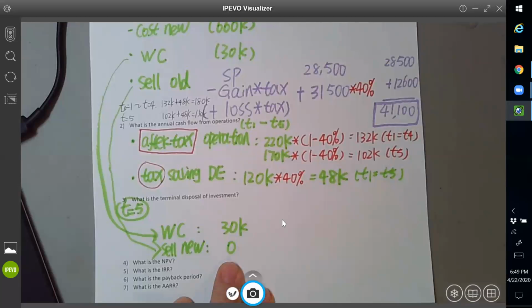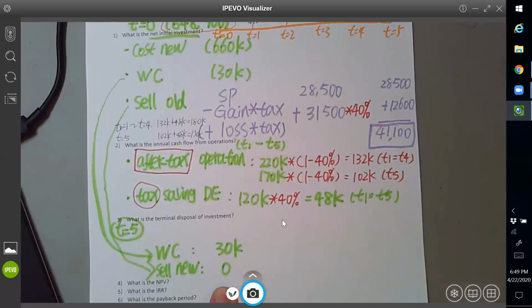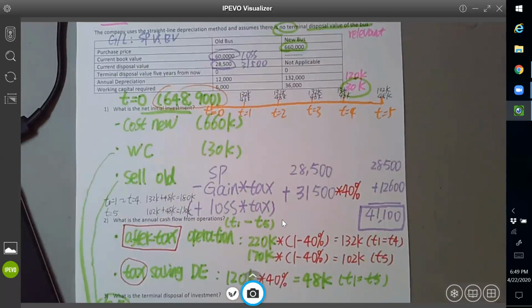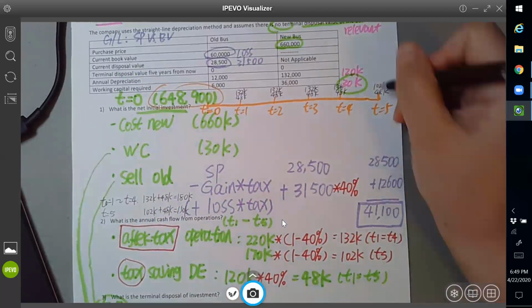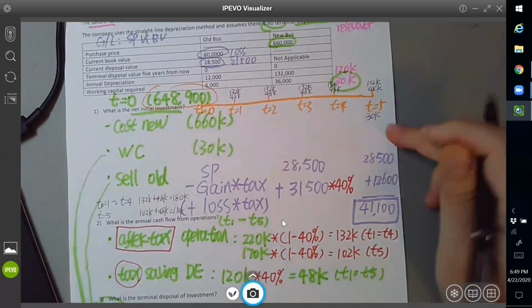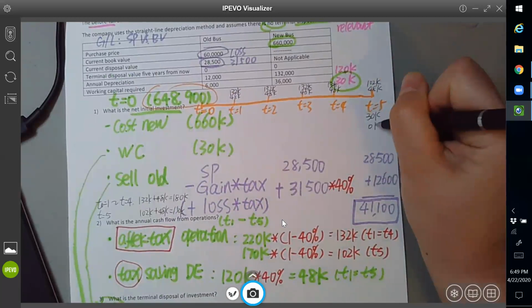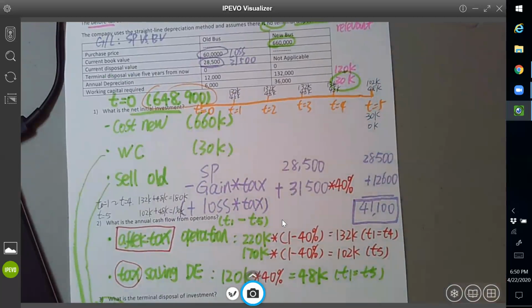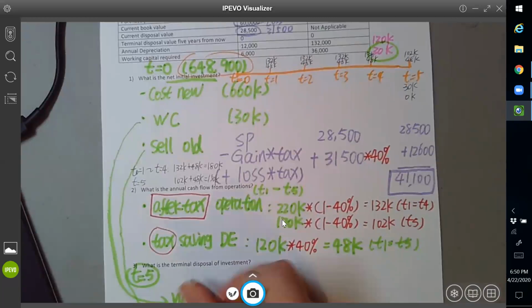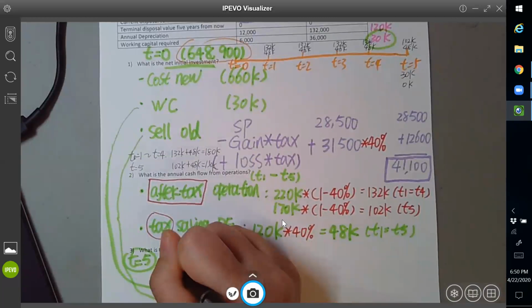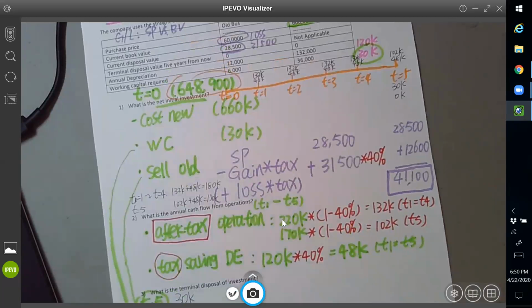So in this case, in the 5th year, we have two extra cash inflows. We get 30,000 from liquidating our working capital. We also have $0 for the selling of the new bus. So your total terminal disposal value will be 30,000 cash inflow.